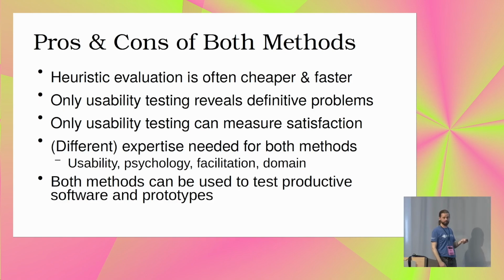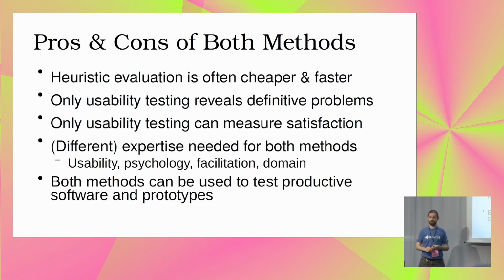But if you do a heuristic evaluation, it's you as an expert judging, evaluating, and believing there is an error or there's no issue. The real truth, if there's something like the real truth, whether there is a mistake for the user, can obviously only be found out by the user. So you do need users, you need a usability test to find definite problems. Also, only usability testing can measure satisfaction by asking the user and asking them to rate it.